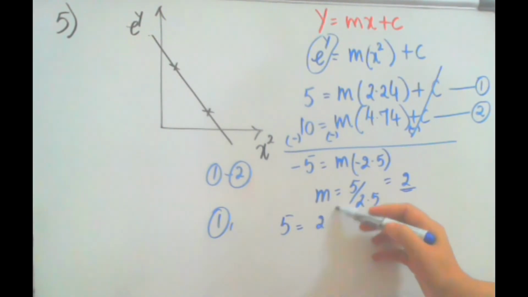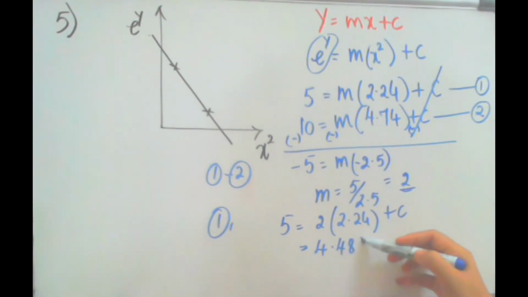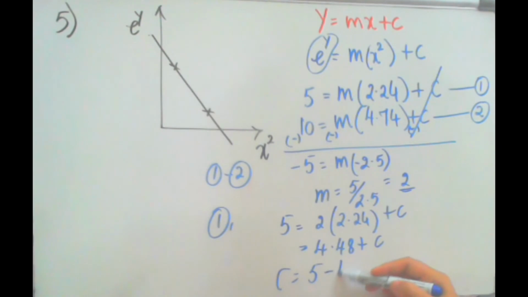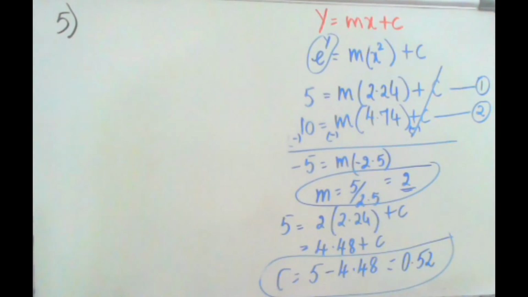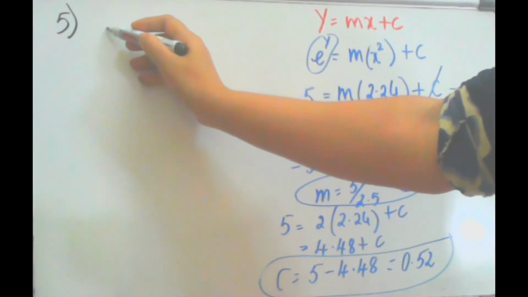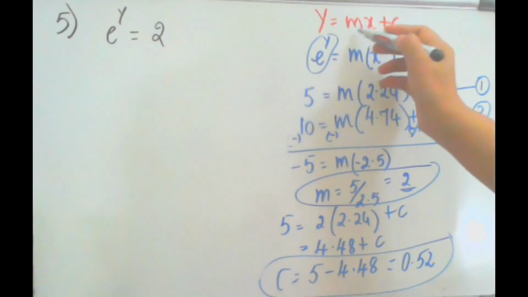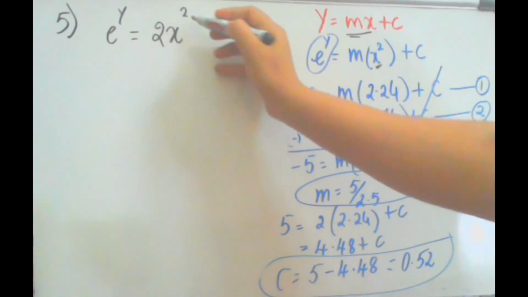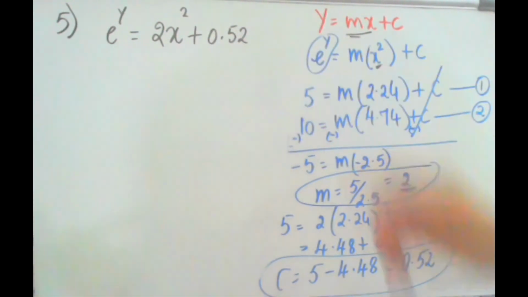Now from equation 1, we will substitute this m value to find c. 5 equals 2 into 2.24 plus c, which is 4.48 plus c. So c is 5 minus 4.48, and that gives us 0.52. So we found the value of m and the value of c. Our equation of the straight line is ready. The equation of our straight line is e power y equals 2 x square plus 0.52. So this is the equation of the graph.